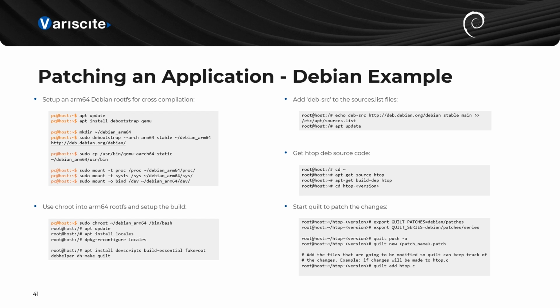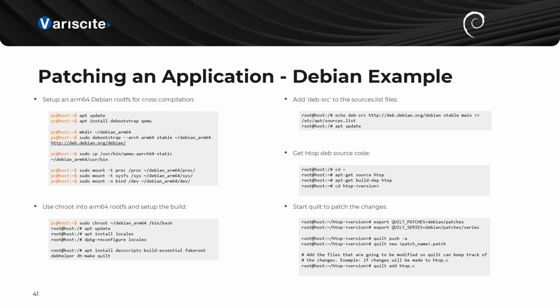After that, we set up the deb source repository so we can fetch the application source code. After we set up the repositories, we can get the source code by using apt-get source and the application name. After that, we enter the application's directory and we will use Quilt to keep track of the changes we are going to make to the source code. This way we can create patch files that are used to update the application.